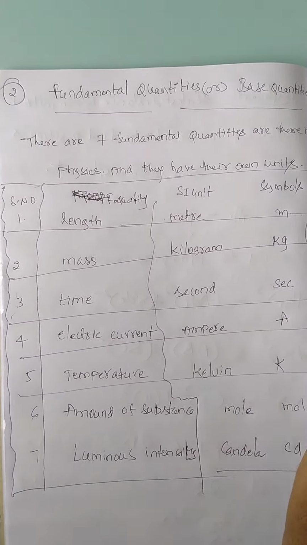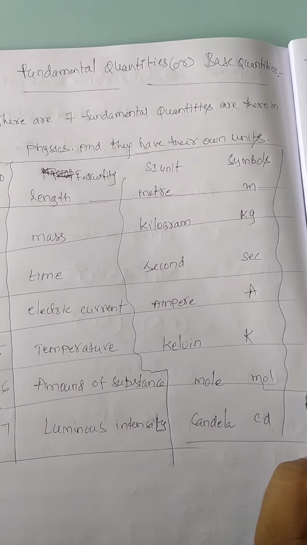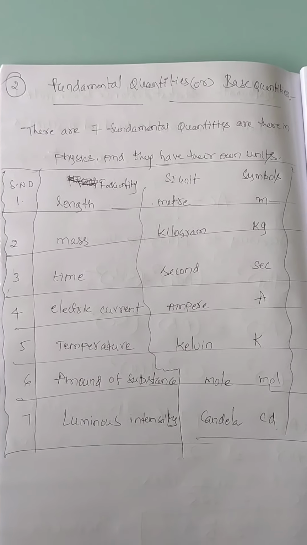So these are the 7 fundamental quantities, and the remaining concepts of fundamentals in physics we can discuss next class, dear students.